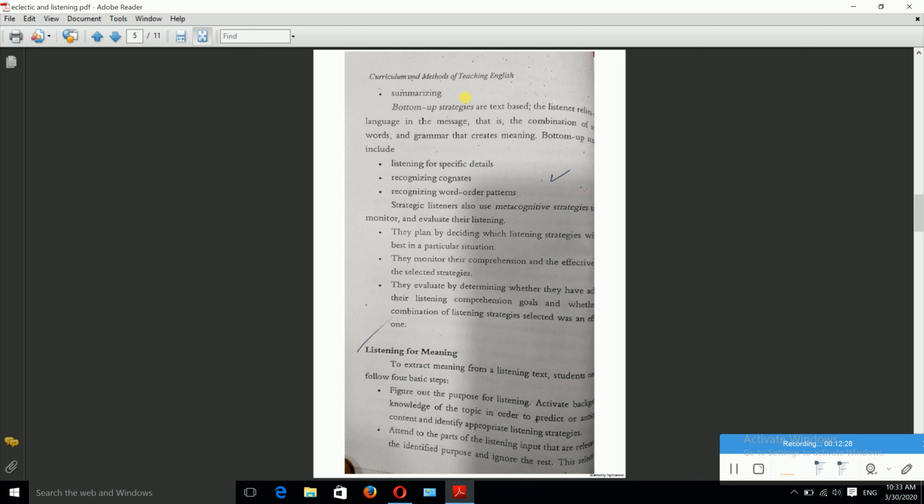They depend on the text and not on the listener. Here the listener relies on the language in the message, that is the combination of sounds, words, and grammar that creates meaning. Bottom-up strategies include listening for specific details, recognizing cognates, listening to particular details.